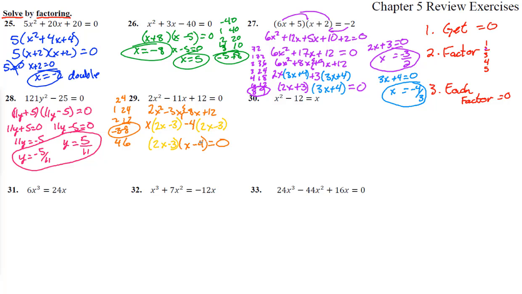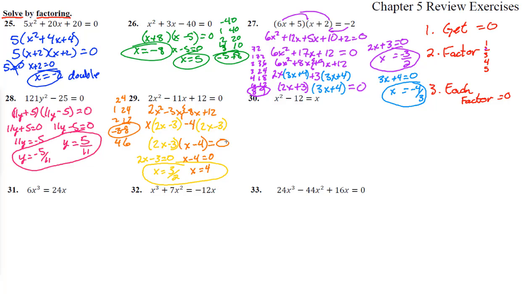Now each factor equals 0, so x minus 4 equals 0 will give us x equals 4. I love when they simplify down to these small equations where we can deal with them just a little piece at a time. And 2x minus 3 equals 0. Add 3 and divide by 2. And here are our couple of answers for number 29.